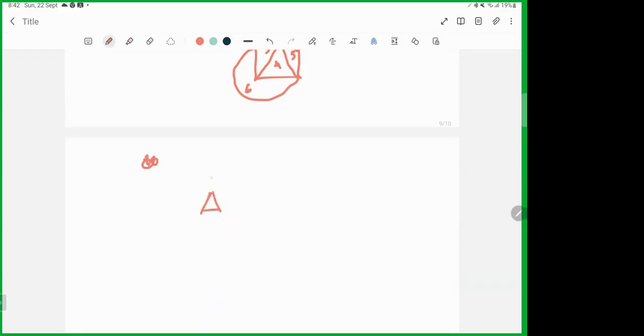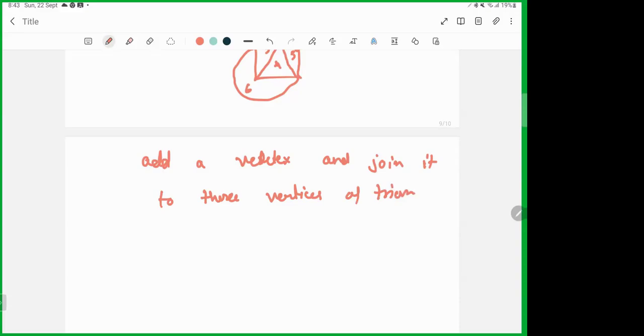So basically, apply this inductively. This figure is making, so I add a vertex and join it to 3 vertices of a triangle and proceed for each n inductively.